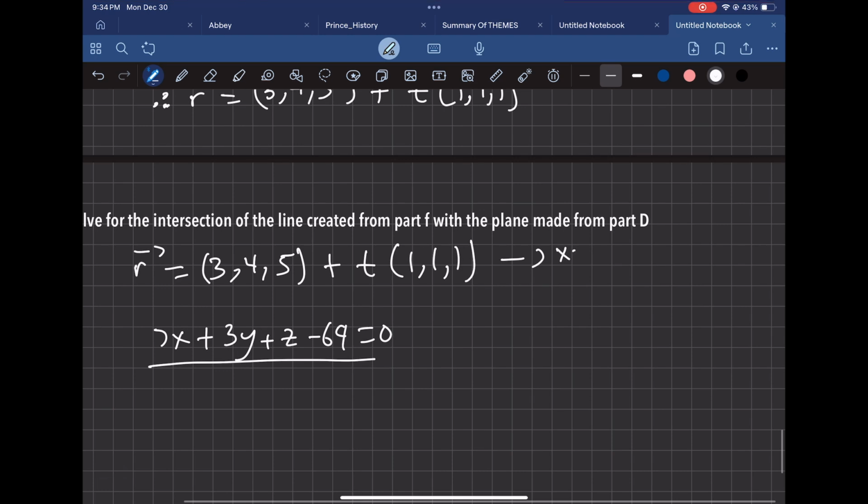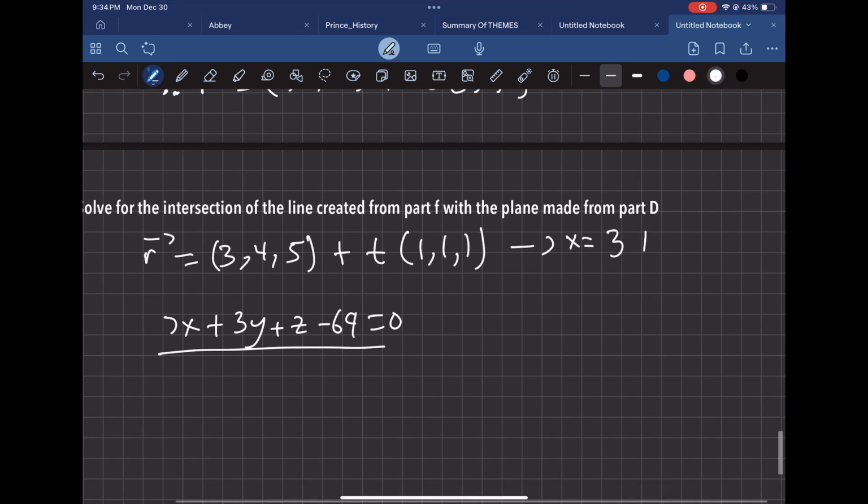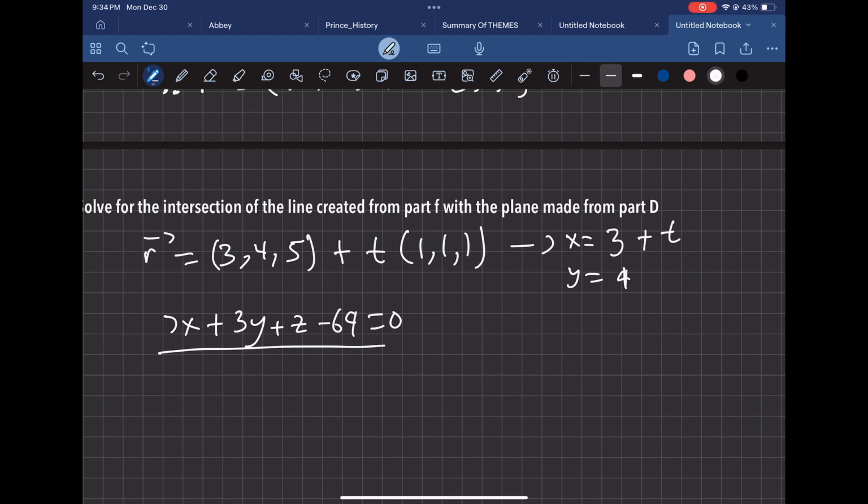So x equals the point given at x, so that's 3 plus t. y equals 4 plus t, and z equals 5 plus t. And the reason I'm writing t is because this is just 1t. I'm just writing it as t to simplify it.